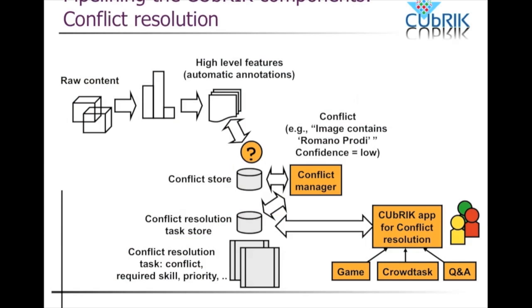Let's take a closer look at what happens when things don't work out as expected. Imagine that we get a photo in which the machine identifies Romano Prodi, albeit with a low confidence score. Cases like these are handled by a conflict management component which forwards the case to the conflict resolution task store, which in turn interacts with the CUbRIK app for conflict resolution. CUbRIK offers three ways to resolve cases like this. The photo can be forwarded to a game with a purpose designed by one of our colleagues from the group. It can become an identification task for the crowd, or it can become a Q&A.